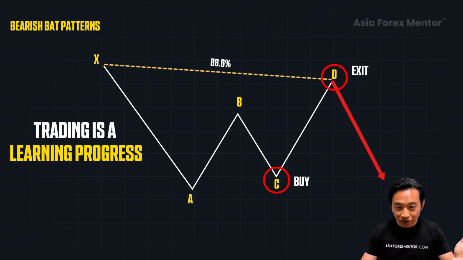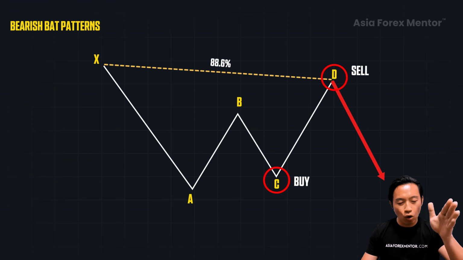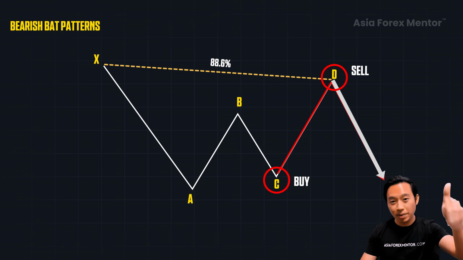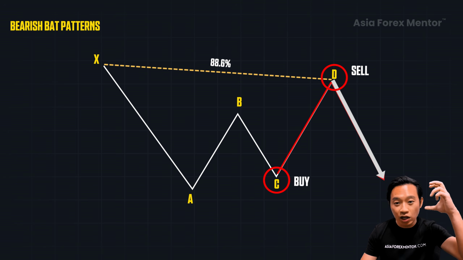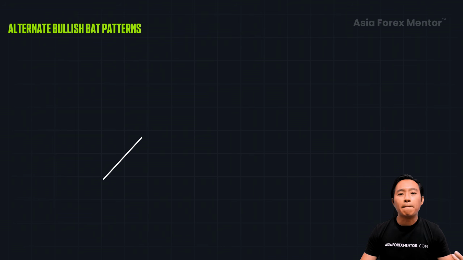So now, with this understanding, we can execute a sell trade from point D downwards. I will go for a buy trade potentially from point C, right, upwards to maybe point D, right? And then from point D, I'll potentially be looking to sell its way downwards. Okay, cool.